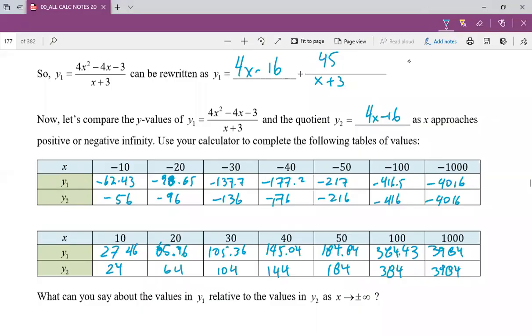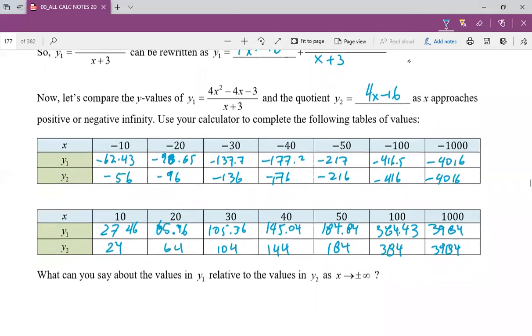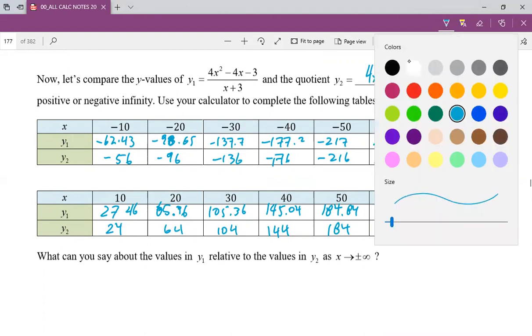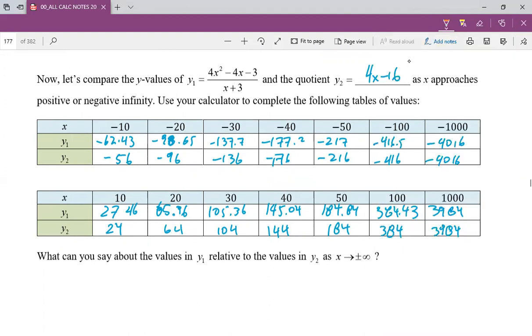All right, so hopefully you get some values that kind of look like this. The point is what's going on is when x gets to be very large negative or very large positive numbers, the further you go to the left or the further you go to the right, notice that either way, if we use just the quotient or the whole function, we end up getting values that get closer and closer to each other, right?